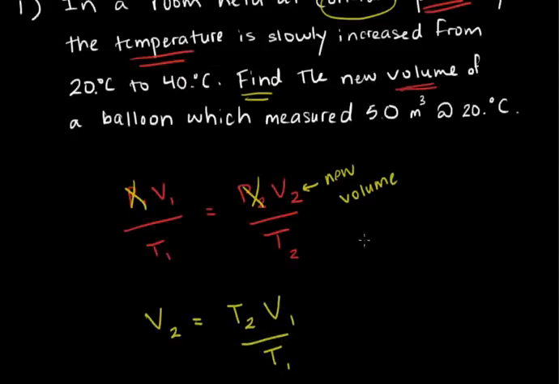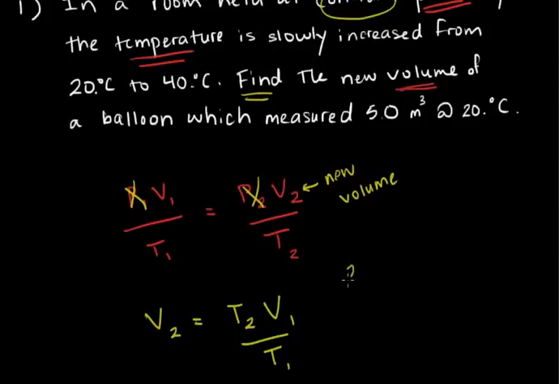And let's see if we know these three quantities. If we know these three quantities, then we can simply solve for V2. Well, we do. We know that V1 is 5 cubic meters. We know T1 is 20 degrees Celsius, and we know T2 is 40 degrees Celsius. But we need to be careful. We can't just plug in these temperature values. Like any gas law, you always have to input temperature values in Kelvin.